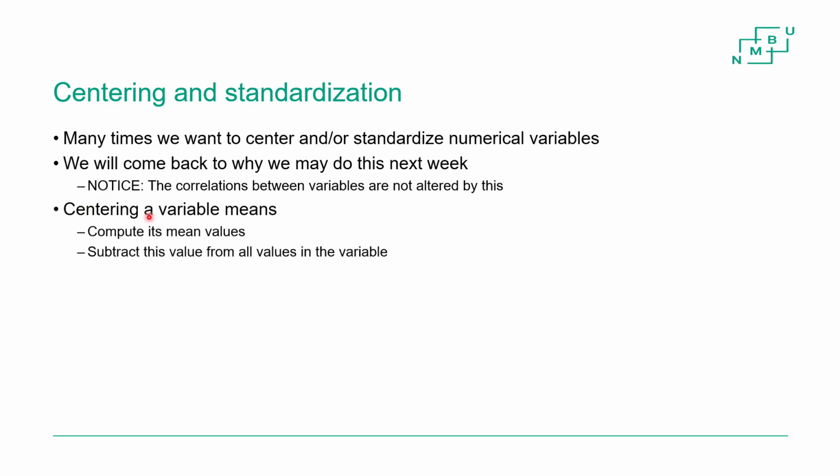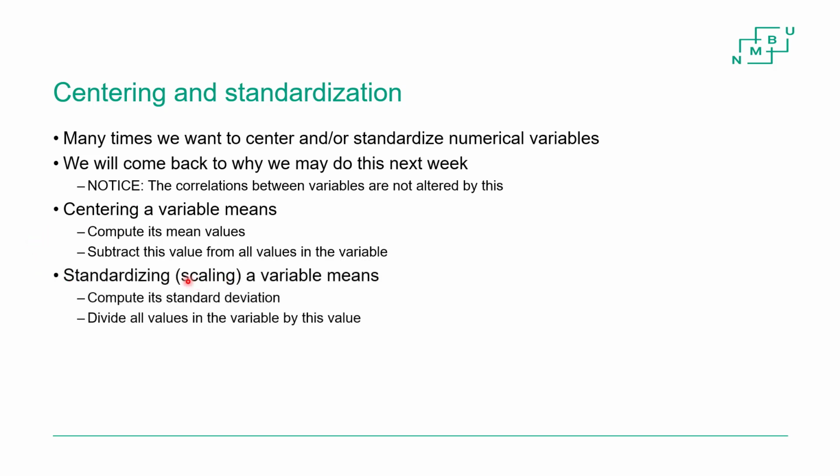So what does it mean to center a variable, a column, right? Well, you compute its mean value, and then you subtract this from all the values in the column. So after you have done the centering, the mean value in the column will become 0. Some values are positive and some are negative. Everything is sort of centered around 0. That's centering a variable.